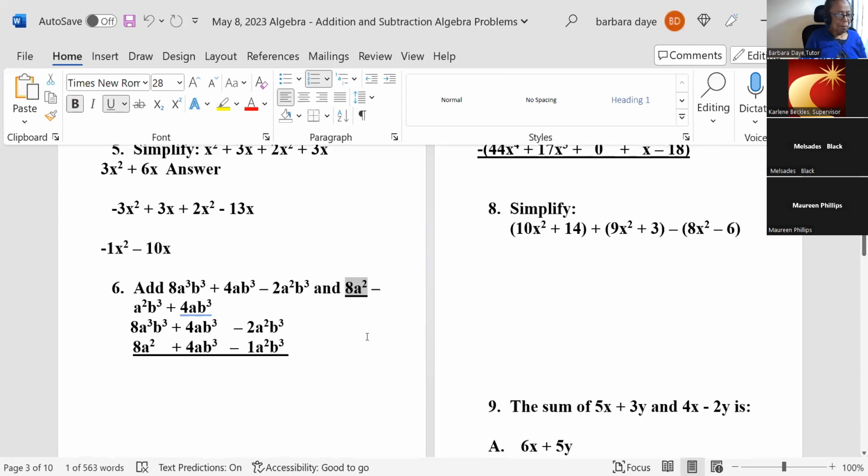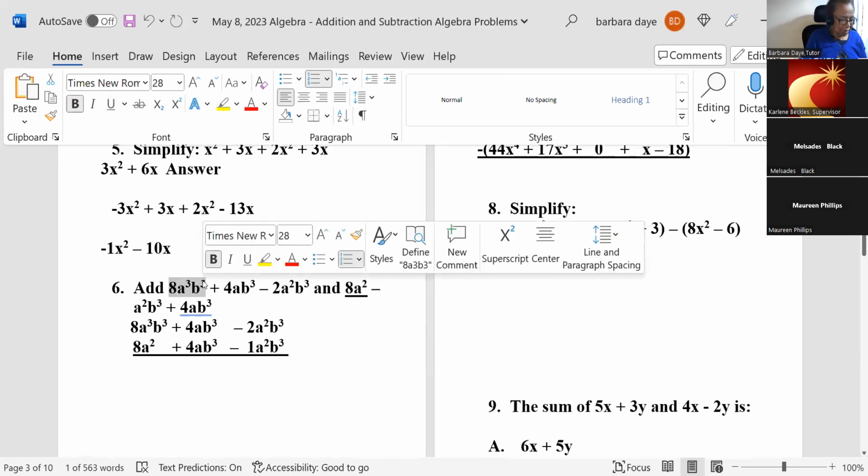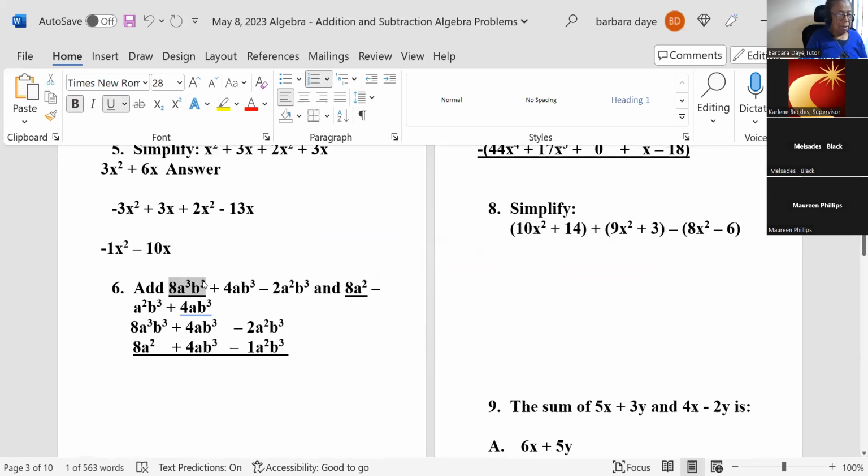A, the third power B, B to the third. Yeah, that's right. They only appear one time. That means you just bring them down. And the others, you see the terms appear more than once, so then you add the coefficients. The ones that only appear once, you just bring them down.